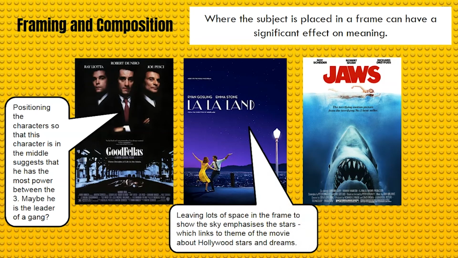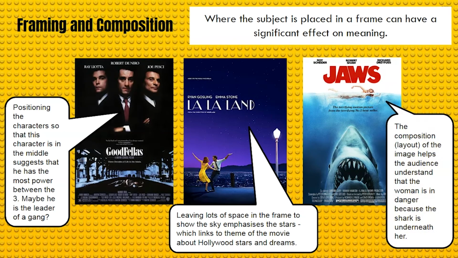In La La Land, they have left lots of space in the frame to show the sky and emphasise the stars, which links to the theme of the movie about Hollywood stars and dreams. And in the Jaws poster, the layout helps the audience to understand that the woman is in danger because the shark is underneath her, which of course gives us an idea that the movie is going to be about a killer shark. Again, sorry, spoiler alert.